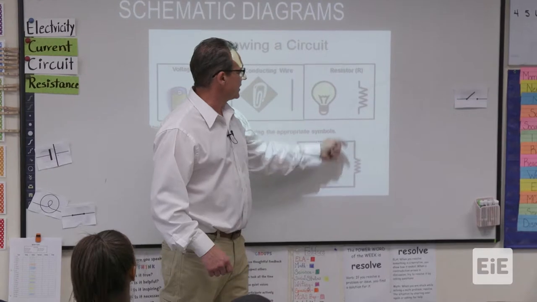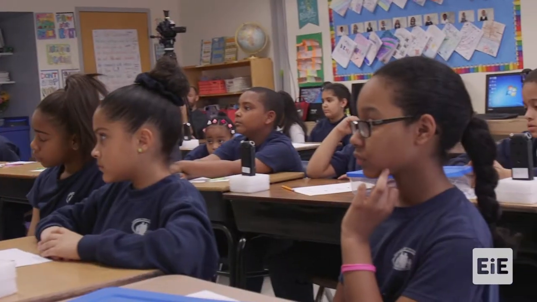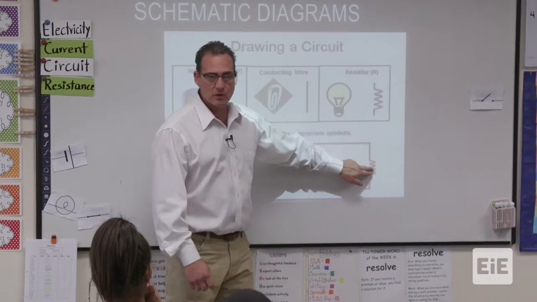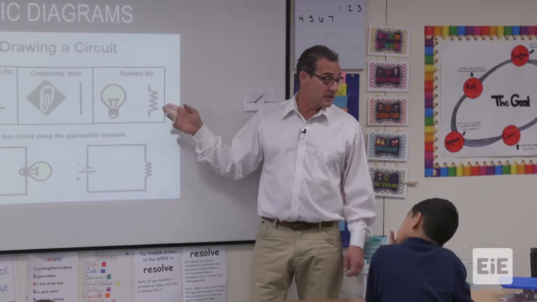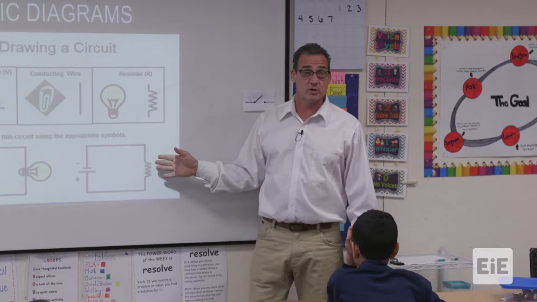The squiggly line is actually called a resistor. When you see this, it means the electrons are going to flow slowly, but it's used to achieve a purpose. So the resistor might be a light bulb. In this case, it is, but it could be a washing machine, a refrigerator, or a fan.